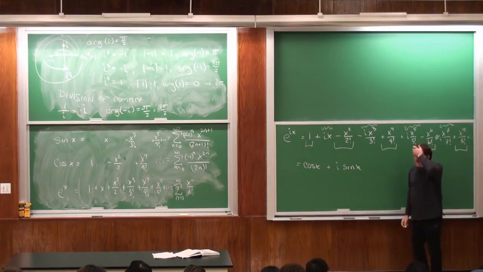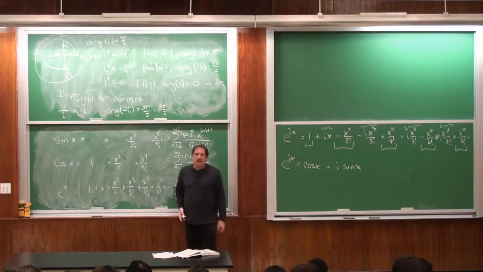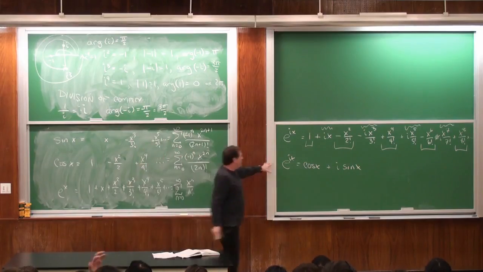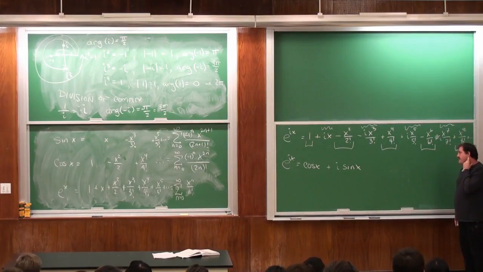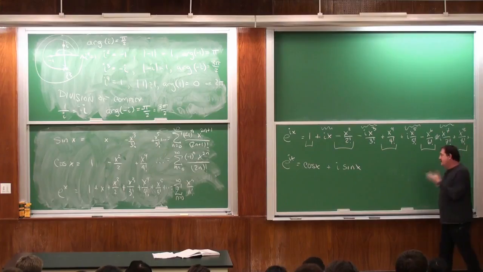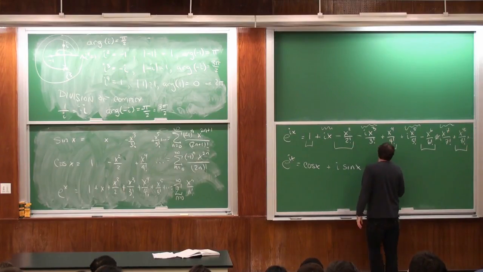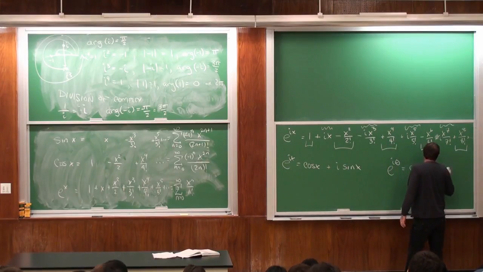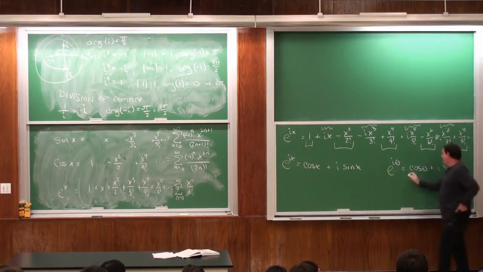So if I just look at the series without paying any attention to what it might possibly mean, it says that e to the ix is the cosine of x plus i times the sine of x. So this is a very famous formula. Usually it has a theta. So usually you would write e to the i theta is cosine theta plus i sine of theta. It goes by the name of Euler's formula.